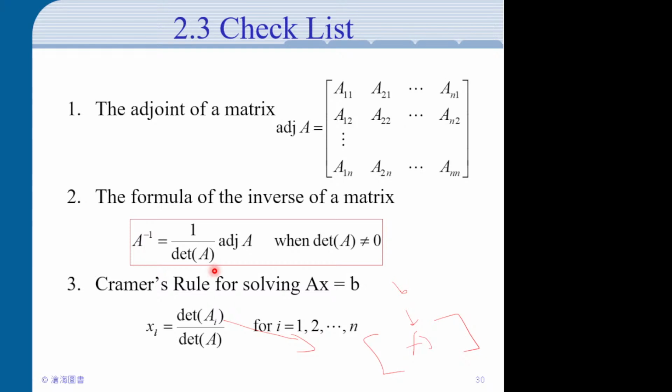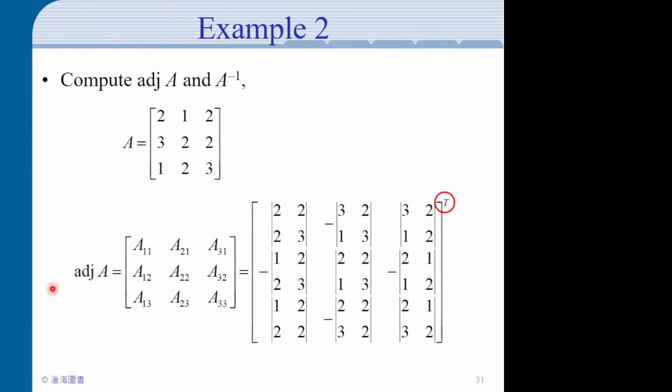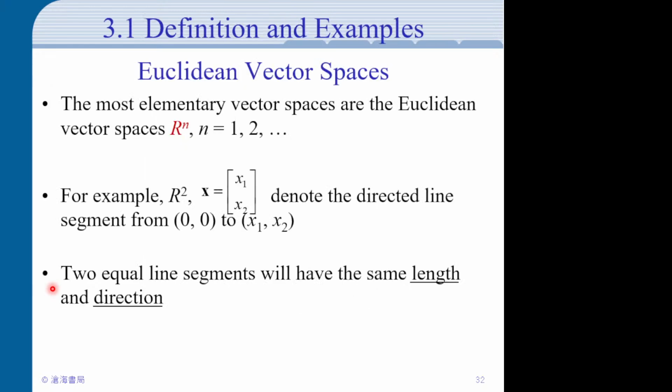So that's one way to solve Ax equals b. We also know we can solve Ax equals b by doing Gaussian elimination, but this is an extra formula you can use. Sometimes it's faster, sometimes it's slower. Okay, so that's chapter 2. Then let's go to chapter 3.